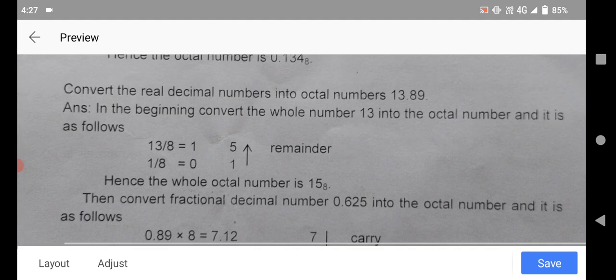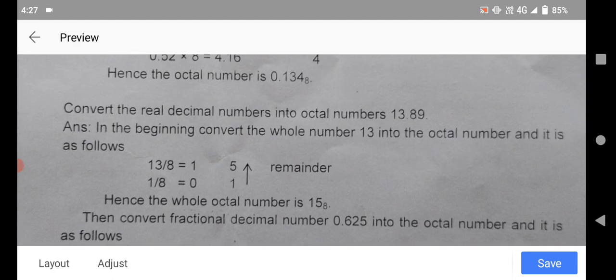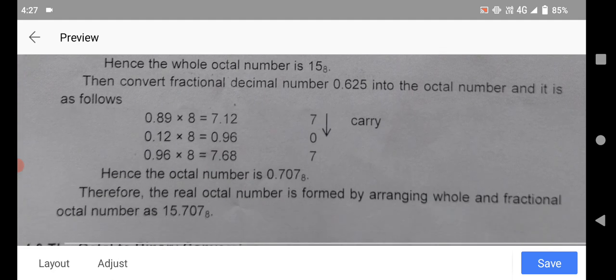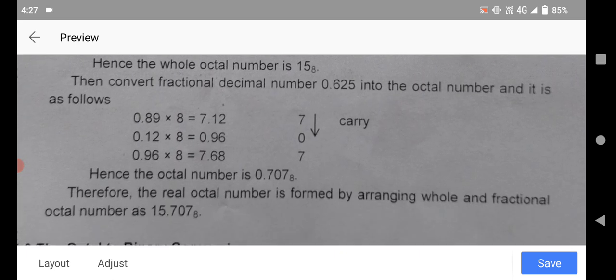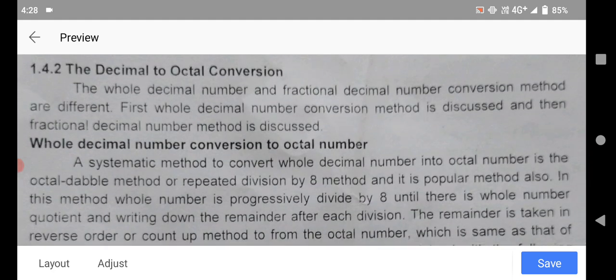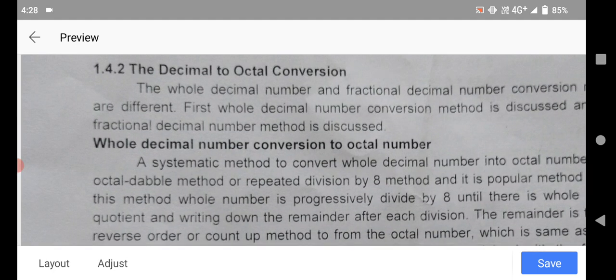Firstly the whole decimal number is converted to an octal number, then the fractional decimal number is converted to an octal number. Therefore the real octal number is formed by arranging the whole and fractional octal numbers: 15.707. That means the given real decimal number 13.89 is converted to the octal number 15.707. Okay, got it, all of you? This is the decimal to octal conversion.